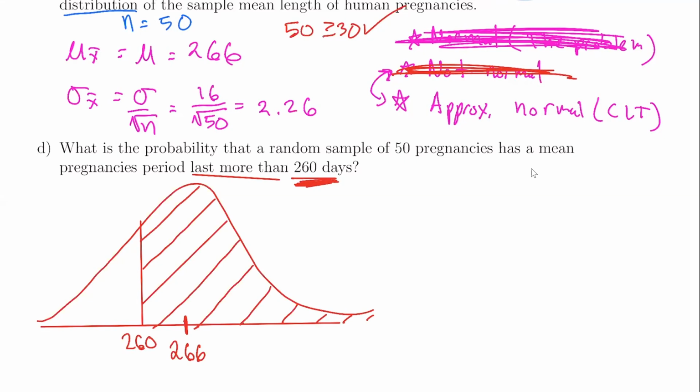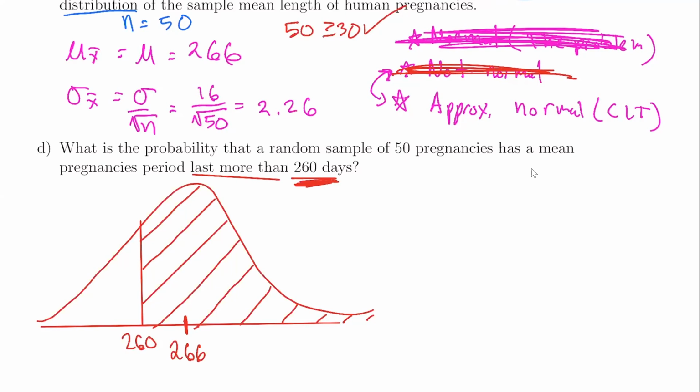All right, just based off of the drawing, your answer should be bigger than 50%, because you have more than half of that distribution shaded. So any answer that you get, you should already have an idea that it should be more than 50%.